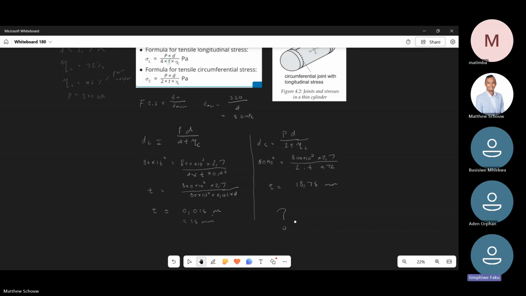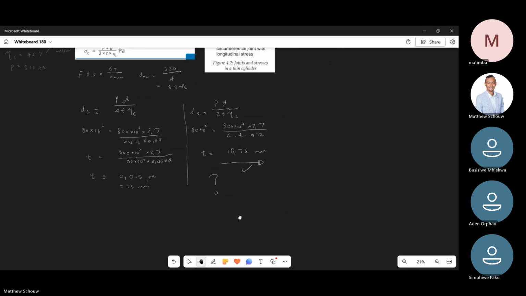We should choose the 18 millimeter because the thickness is a little bit thicker than the other one. That's very good, Mr. Faku. That answer is correct. It's thicker, but not only because it's thicker, there's another reason why. But you're definitely right. Can we do a calculation to prove that you're right? Colleagues, Aiden, Busi, do you have any points before we do a calculation to prove that Mr. Faku is right? We can do the calculations, sir.